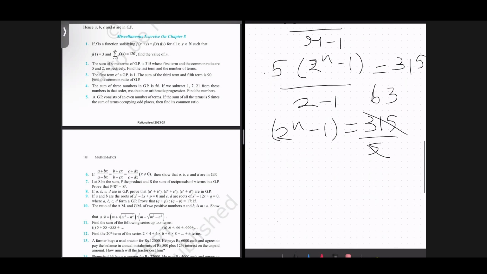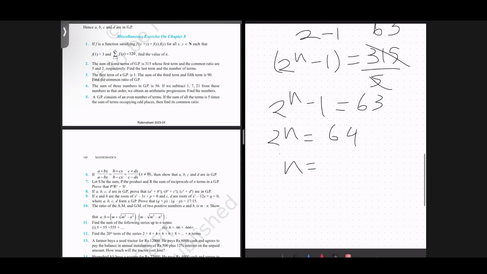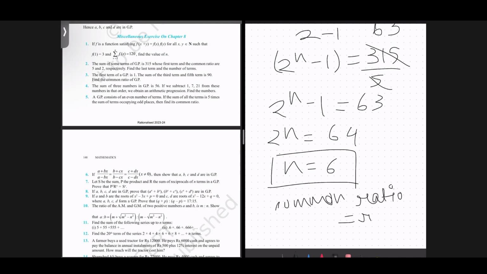So 2^n − 1 is going to be 63, 2^n is going to be 64, and the value of n for this equation is going to be 6. So the value of n is equal to 6. We have found out the number of terms, I'm sorry, not the common ratio. The number of terms is equal to n, and that is going to be 6.